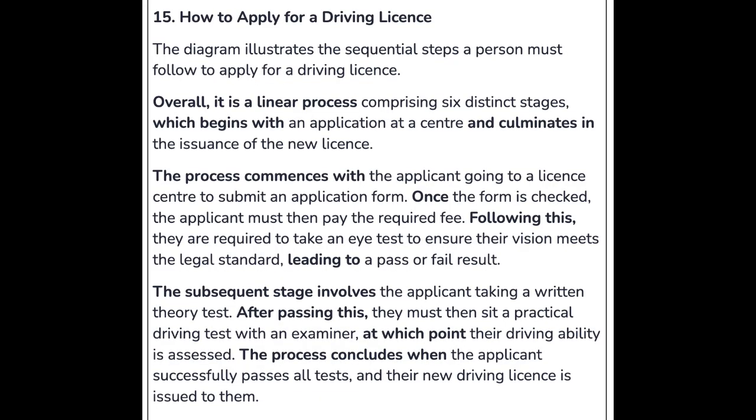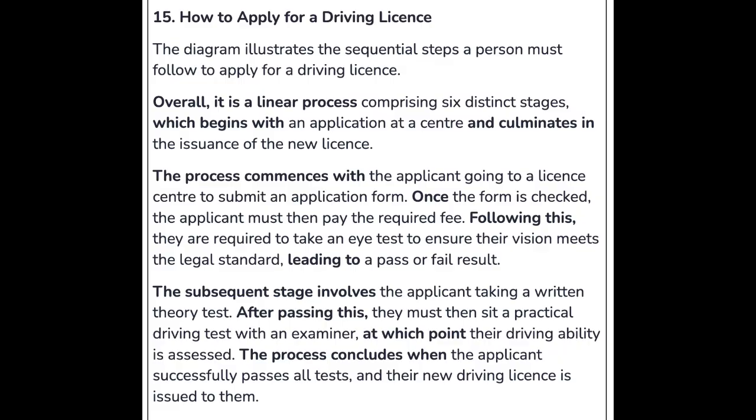15. How to apply for a driving license. The diagram illustrates the sequential steps a person must follow to apply for a driving license. Overall, it is a linear process comprising 6 distinct stages, which begins with an application at a center and culminates in the issuance of the new license.